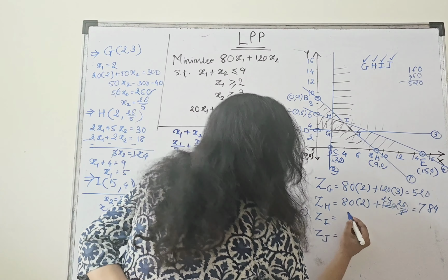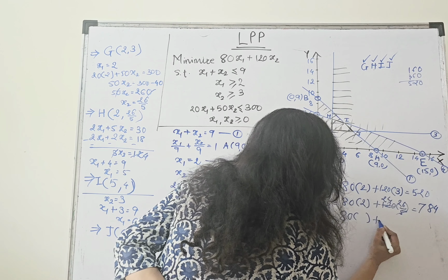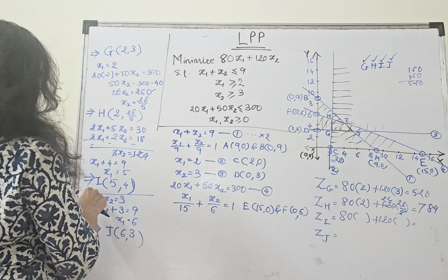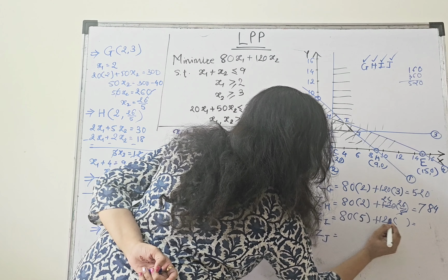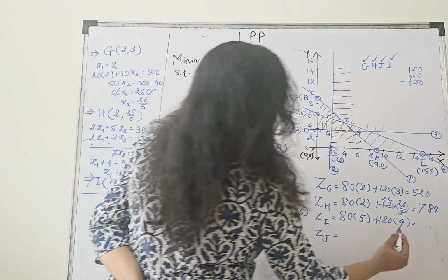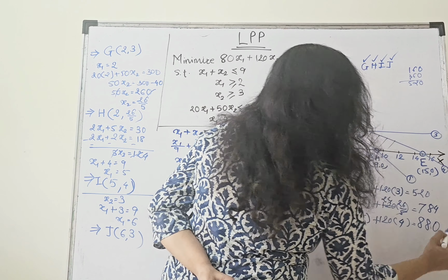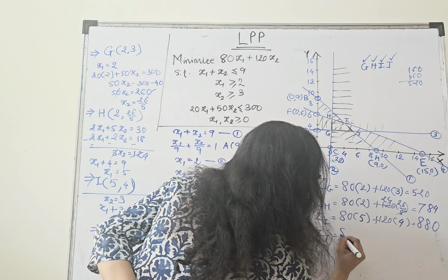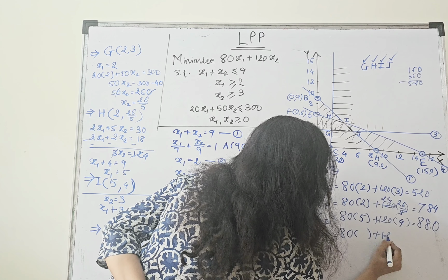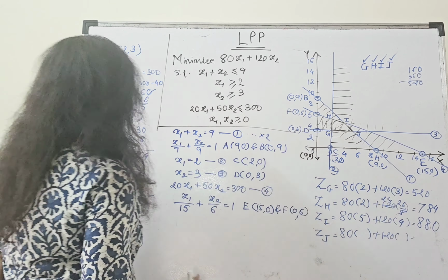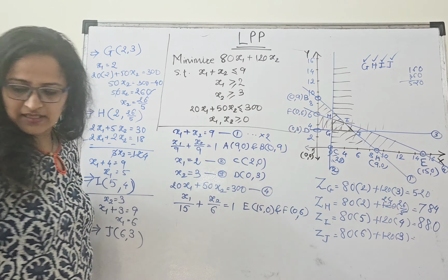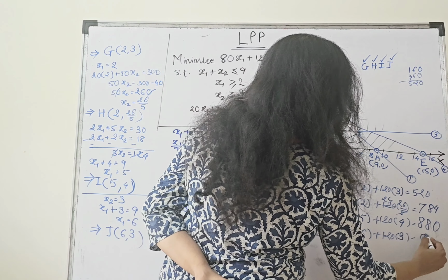Okay. Now again ZI is what? 80 into this something and 120 into this something. So what is that? I is 5 and 4. So this 5 and this 4 gives 880. This is 880. Okay, and the last is what? 80 into this something plus 120 into this something. So what is point J? 6 and 3. So at point 6 and 3, it is 840, right?